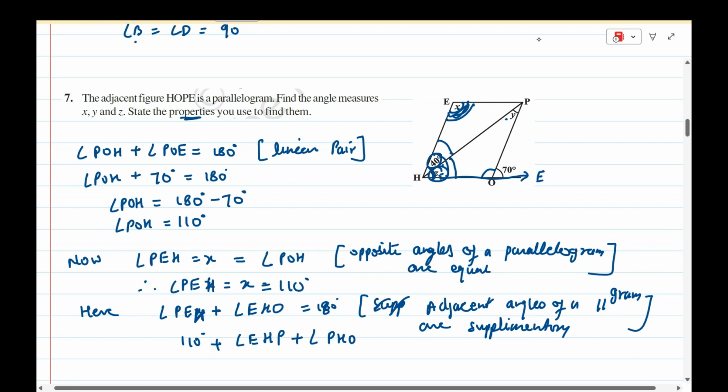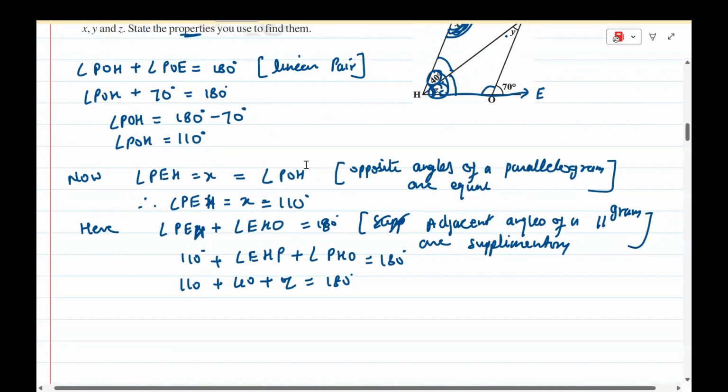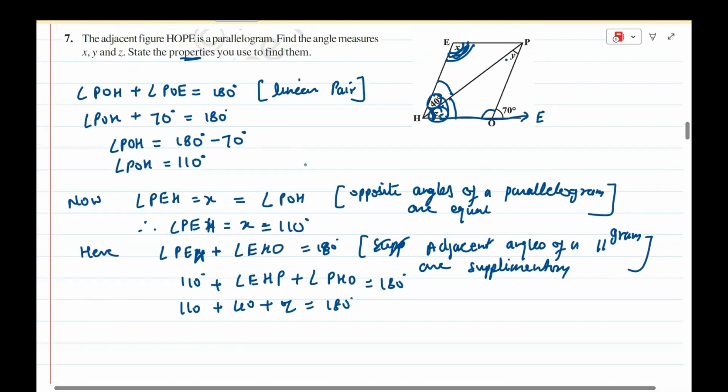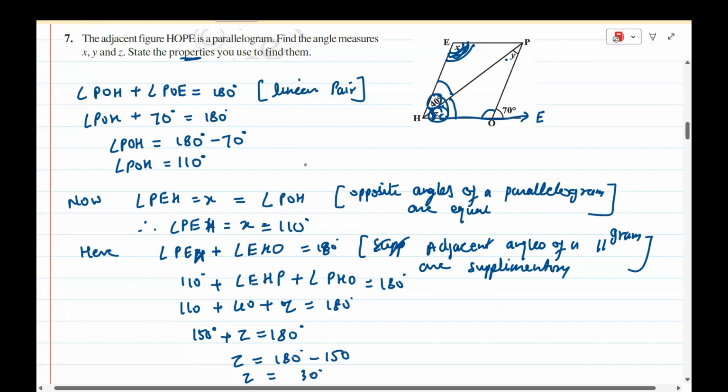POH means this angle. And it is how much? 180 degree. So 110 plus this one is 40, another one is Z, 180 degree. And from here, wait, I'll scroll so that you can see the question as well as the answer. It is 150 degree plus Z is 180 degree. So Z is 180 minus 150. So I got Z as 30 degree.